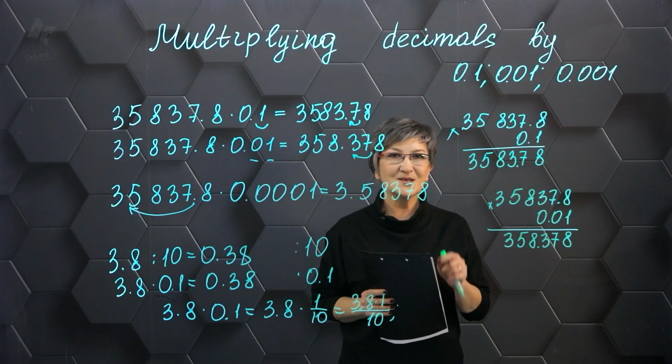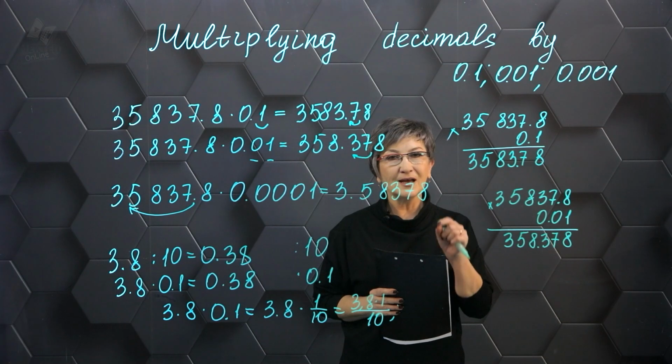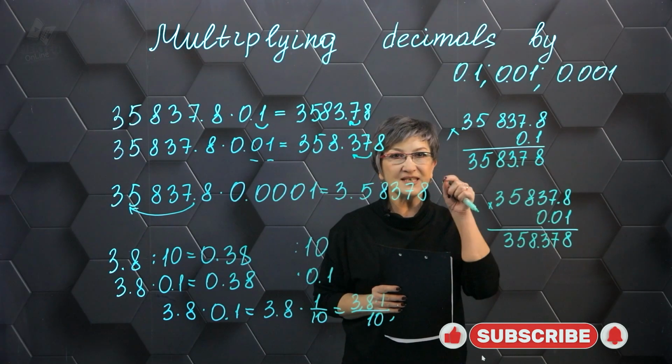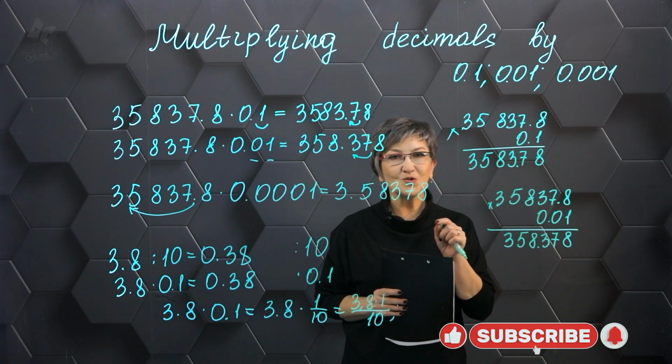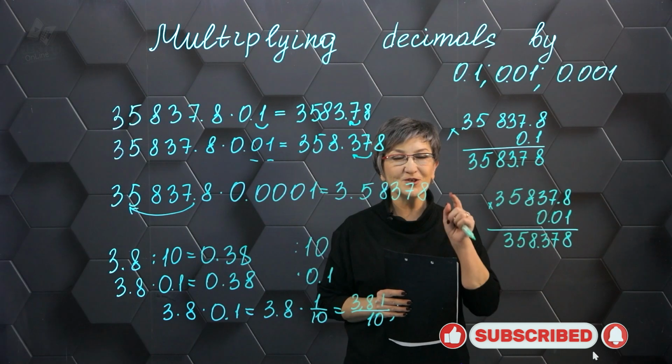In our next lesson, we're going to look at another rule that we're going to apply when we're dividing by decimal, 0.1 tenth, 0.01 hundredth, and so on.